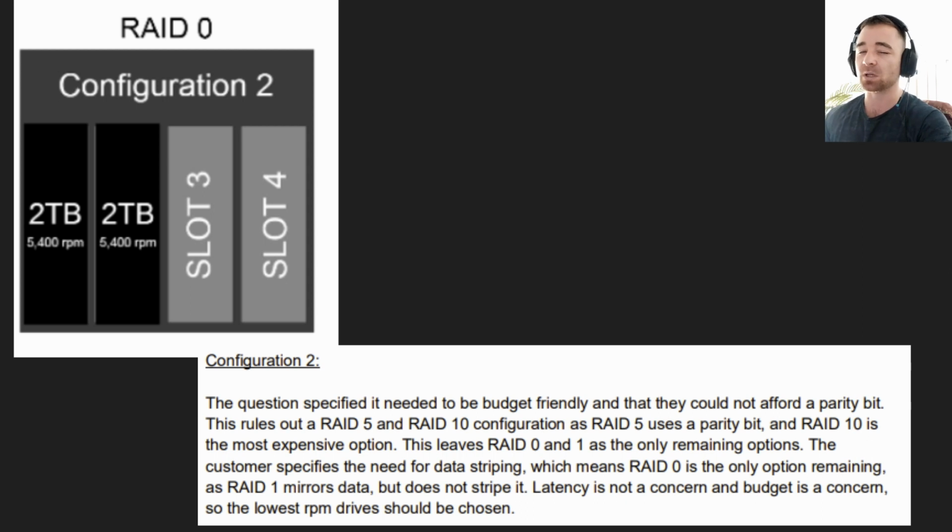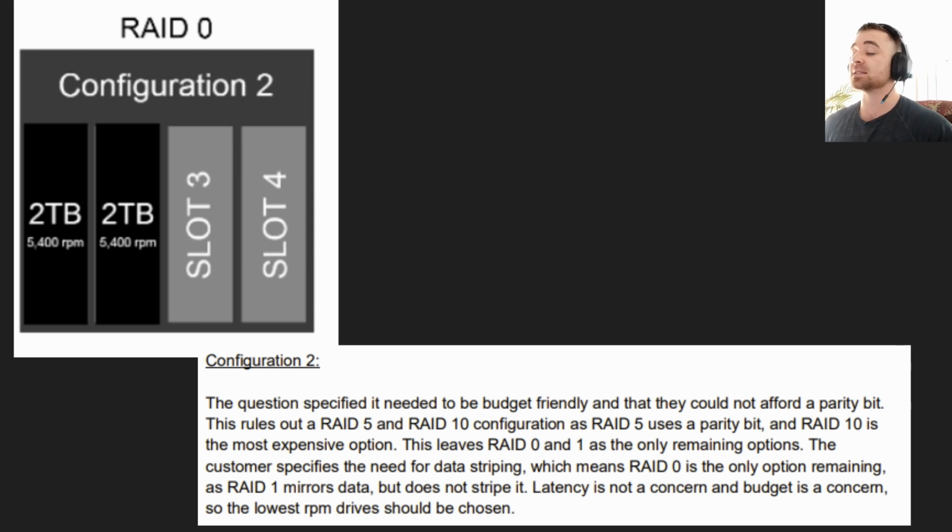I'll read it out to you, then we'll talk a little bit more about it. The question specified that the RAID configuration needed to be budget-friendly, so it needed to be cheap, right? And that they could not afford a parity bit. This rules out a RAID 5 and RAID 10 configuration, as RAID 5 uses a parity bit. So, of course, you can't use RAID 5 because they have specifically told you they don't want a parity bit. And RAID 10 is the most expensive option out of all of them. If they specify a low budget, they're almost certainly not going to be able to afford a RAID 10, okay?